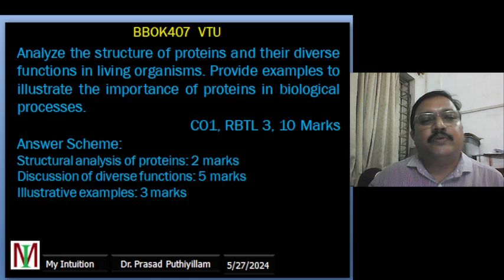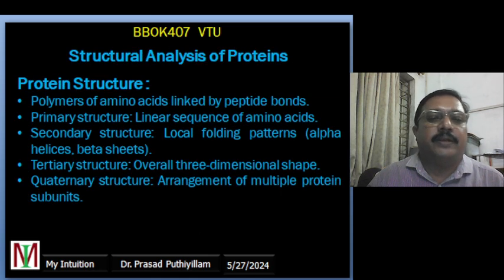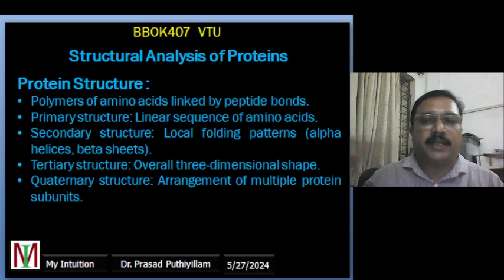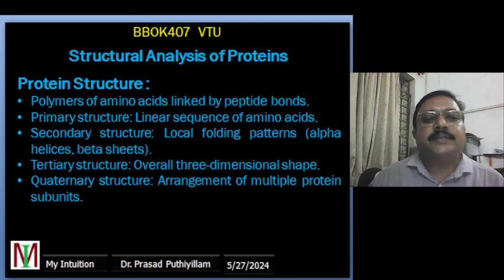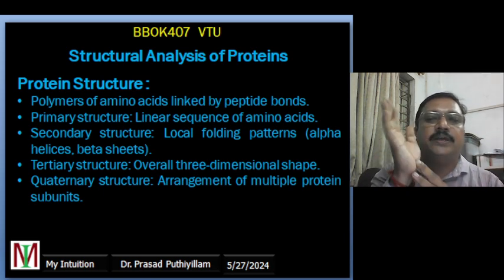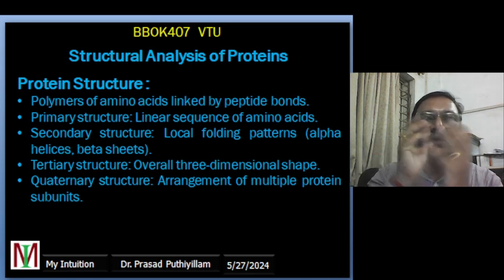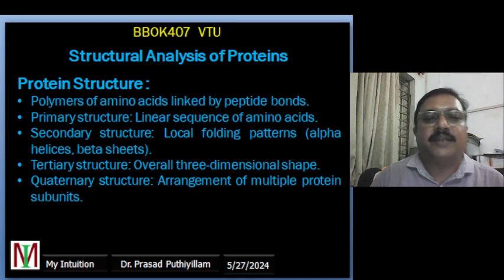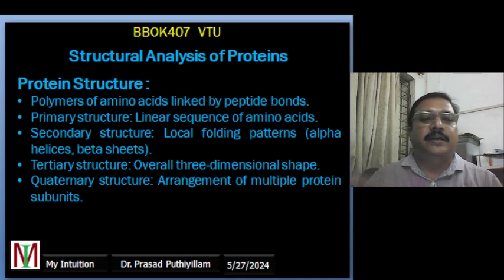Okay. Now we move on to the answer scheme. Protein structure. Proteins are polymers of amino acids which are linked by peptide bonds. The primary structure is the linear sequence of amino acids. Secondary structure is the folded structure. As the amino acids form a long chain, it starts folding in different patterns called alpha helices or beta sheets. These are the folding patterns which we call the secondary structure of protein.